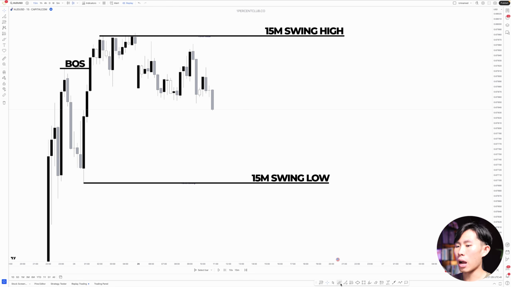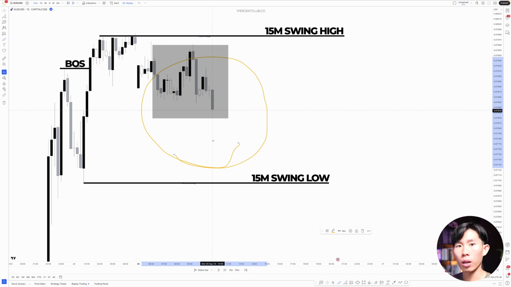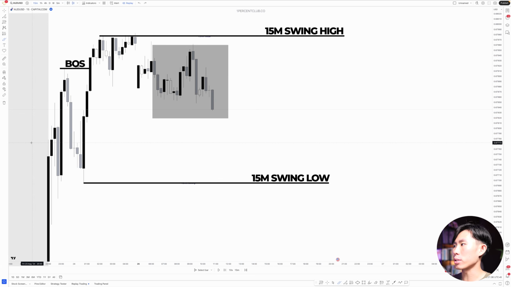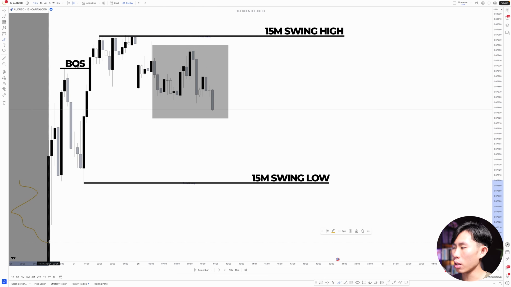So now that we have identified our 15-minute swing range, we know that we should only be focusing on this area right here, which means we are not going to be caring about what's happening on the left-hand side, what's happening down here, all this monstrosity. It's not of our concern.